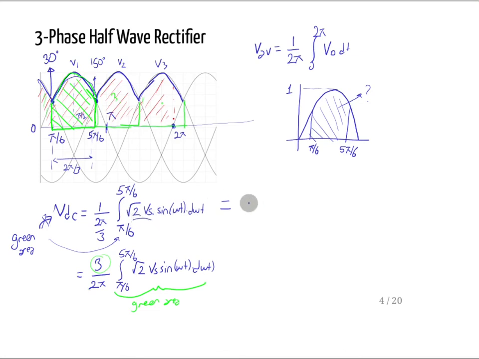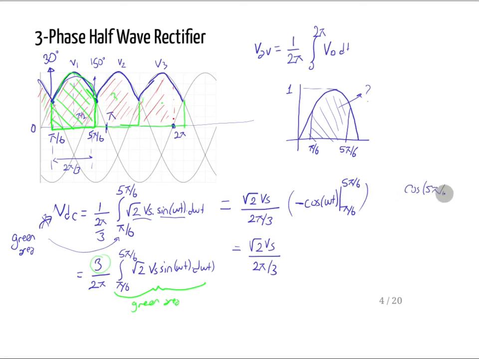Those two are constants, so we can take them out: square root 2 Vs divided by 2π over 3. Then the integral of sine is not cosine, it is minus cosine. You make that mistake quite a lot in the exams. And from π over 6 to 5π over 6, right? Let me write that one again and calculate it.